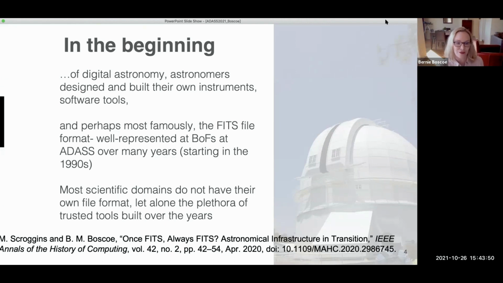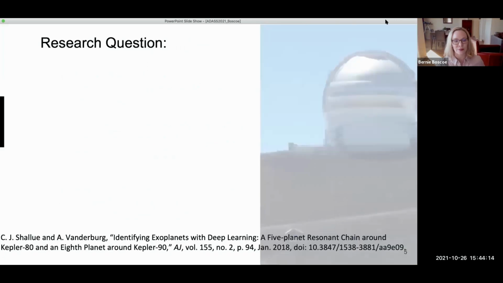But now we have seen, as it ages over the years, astronomers might be a victim of their own success. Now we have these tools that are well beyond what they were expected to last. And so now new decisions have to be made about what to do about these things. And I write about this. If you're interested, that's one of my papers at the bottom, in the history of computing.